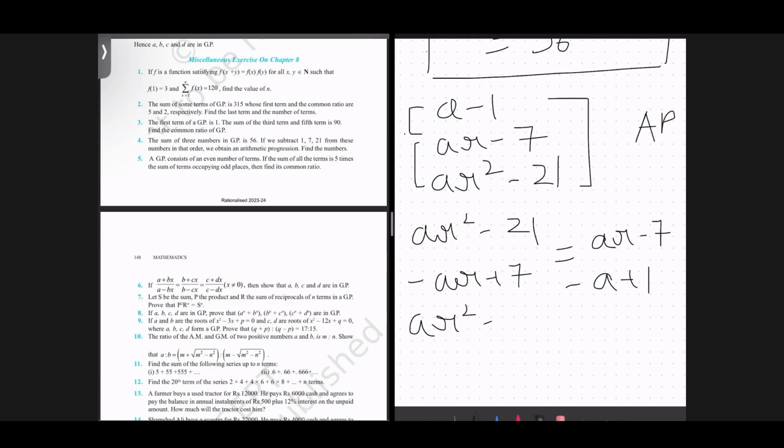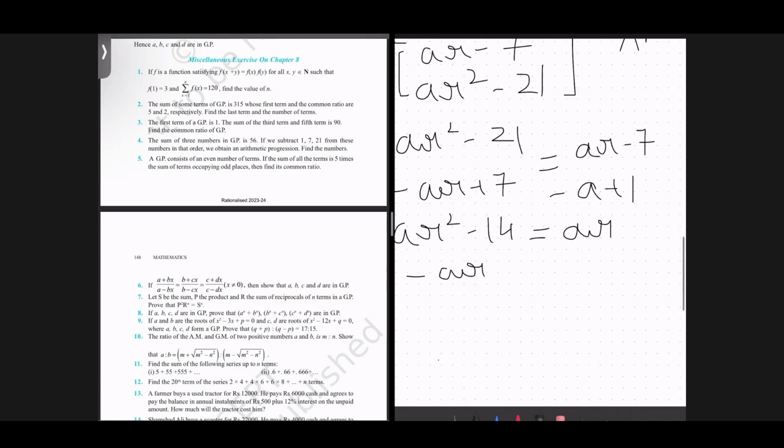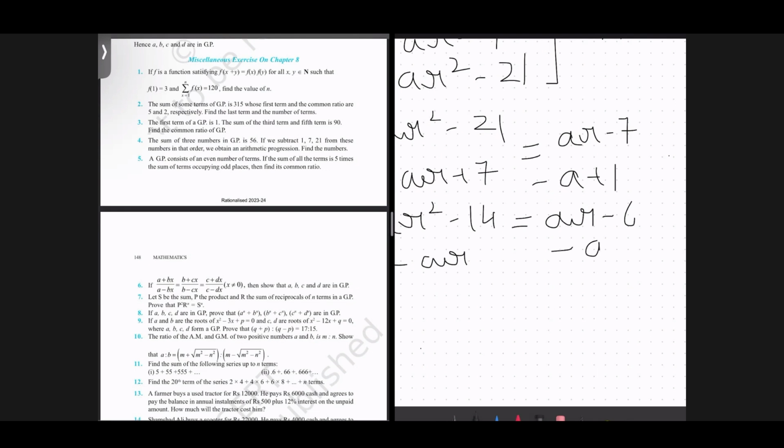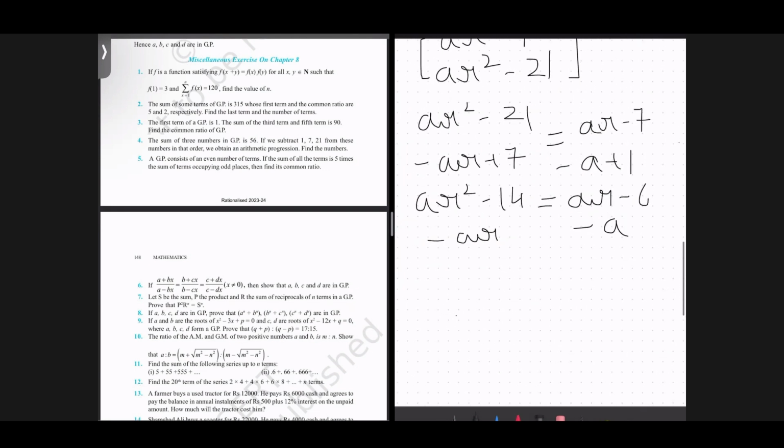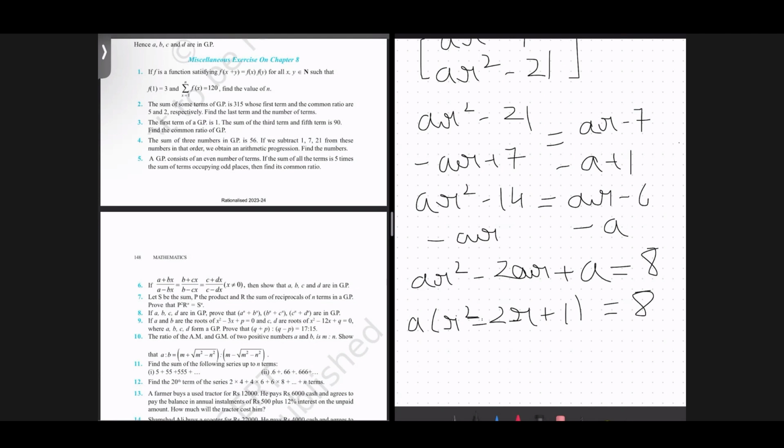So you get AR square minus 14 minus AR equals AR minus 6 minus A, right? So when you take all of these terms out in the RHS, when you separate these terms out, you get AR square minus 2AR plus A equals 8, right? Taking A out common, you get R square minus 2R plus 1 equals 8.